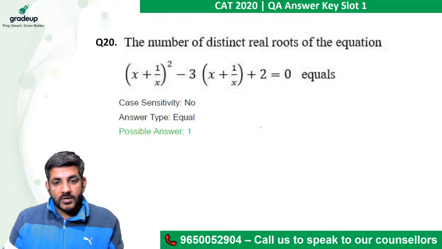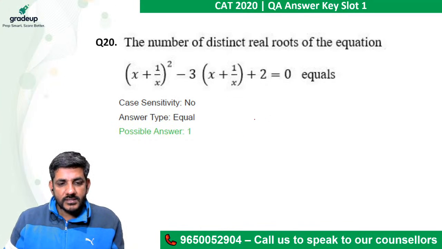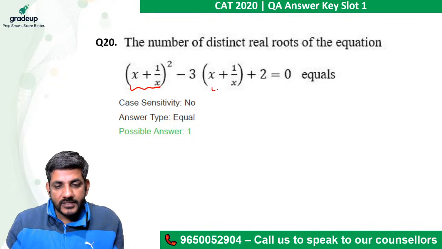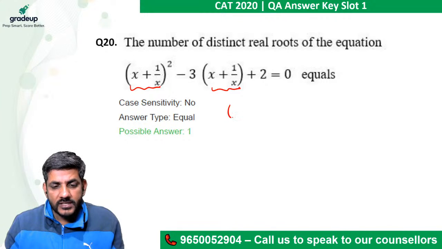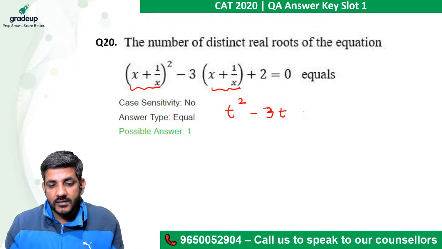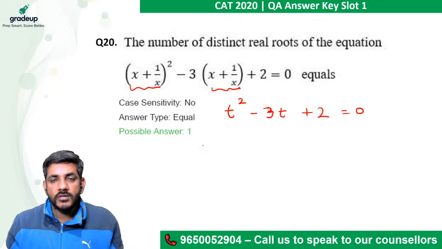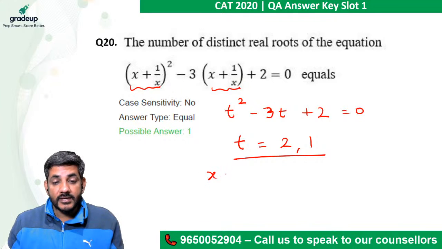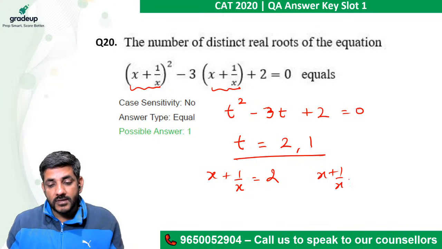It says the number of distinct real roots of the equation. So now (x plus 1 by x) whole square, x plus 1 by x is again there. So can I call x plus 1 by x as t? Basically it becomes t square minus 3t plus 2 is equal to 0. So either t is equal to 2 or t is equal to 1. But what is t? It is x plus 1 by x. So either x plus 1 by x is 2 or x plus 1 by x is 1.